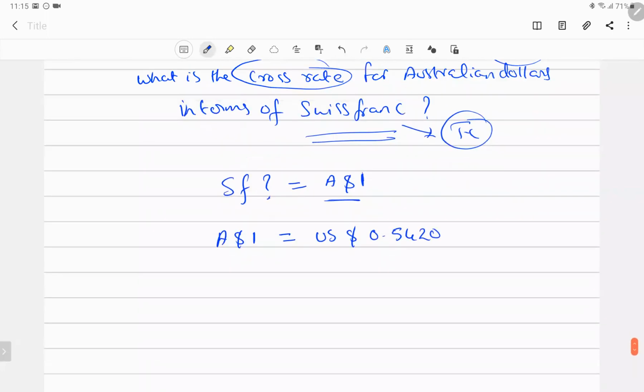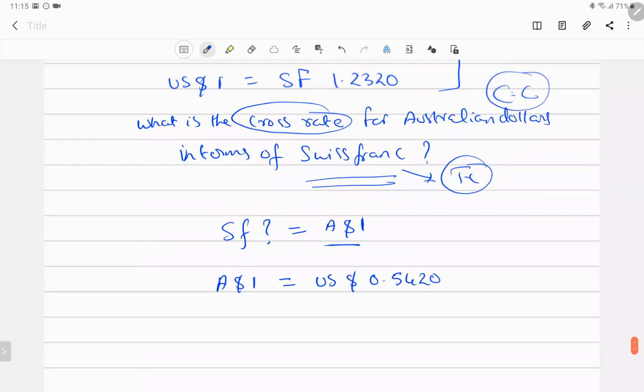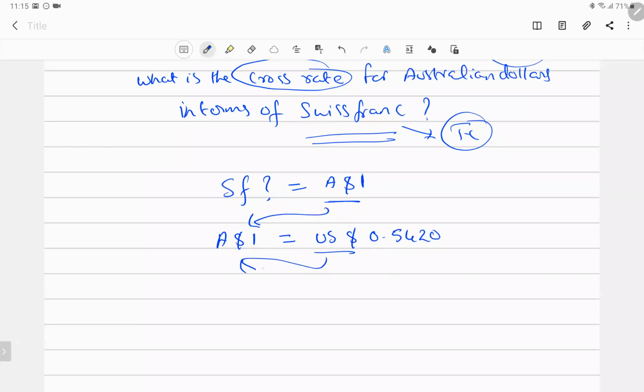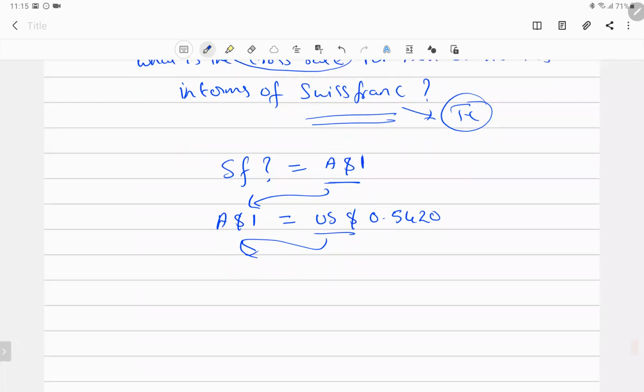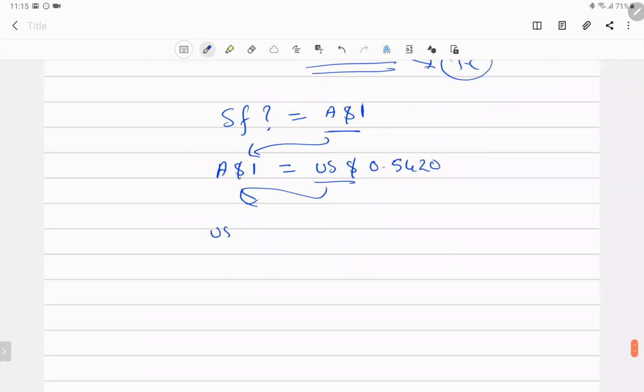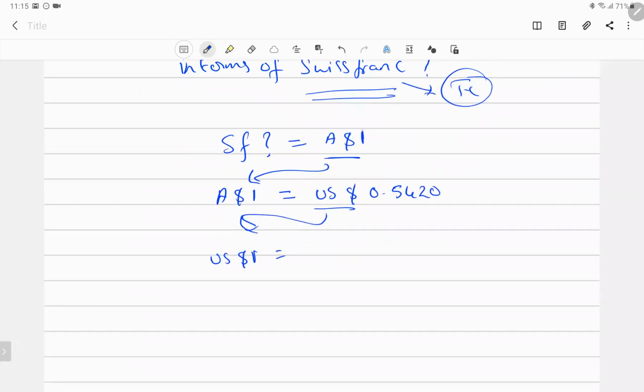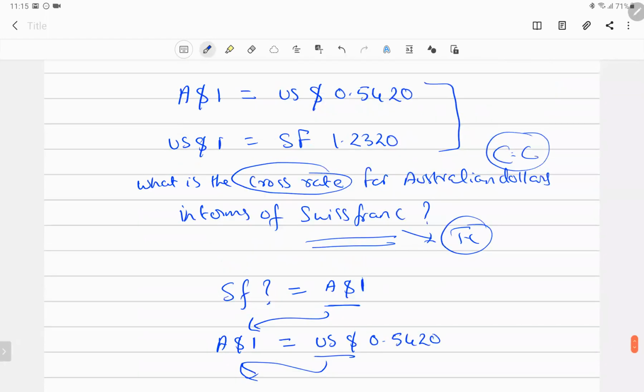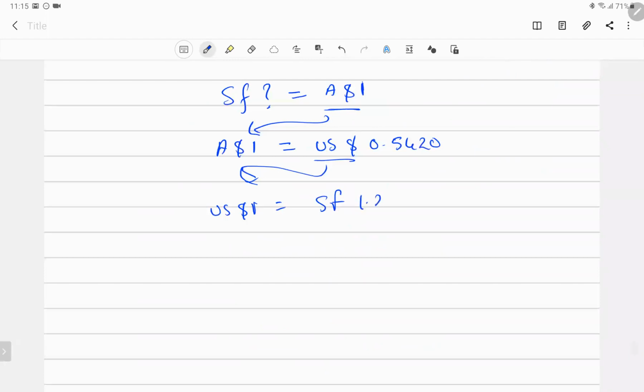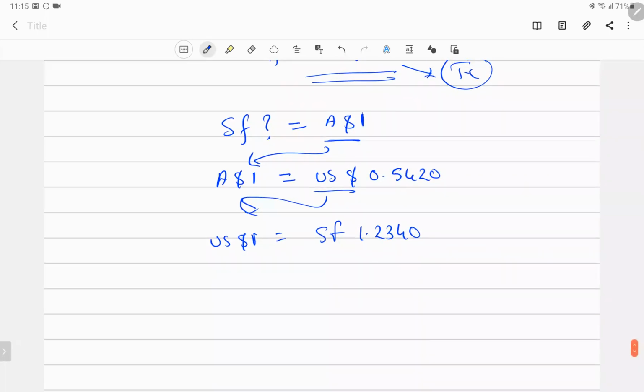Okay, so once again you have to ask what is 1 US dollar. You are not converting, you have to ask the question, right? What would be 1 US dollar? Okay, so 1 US dollar they have given is Swiss franc 1.2340, right? So now you can determine what is 1 Australian dollar.